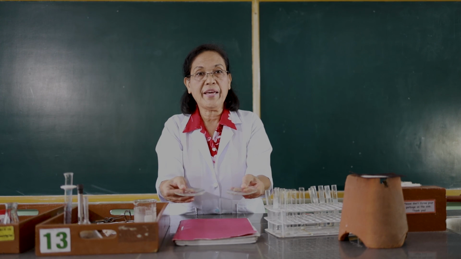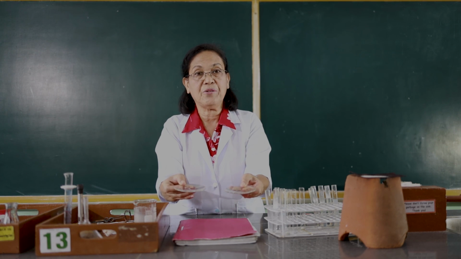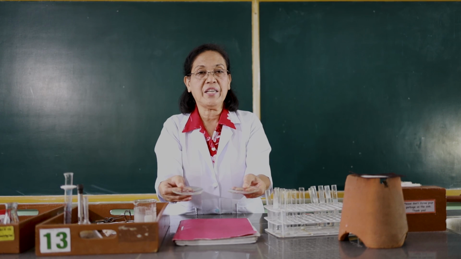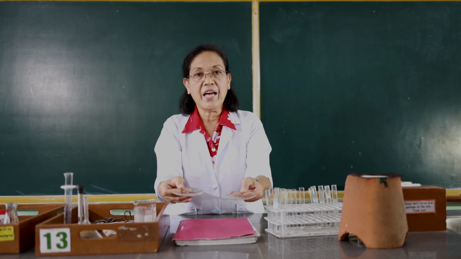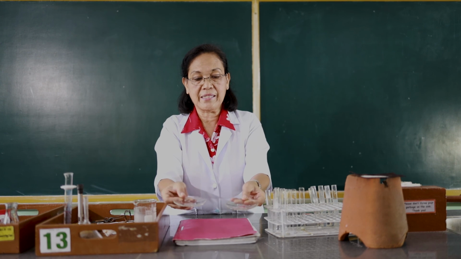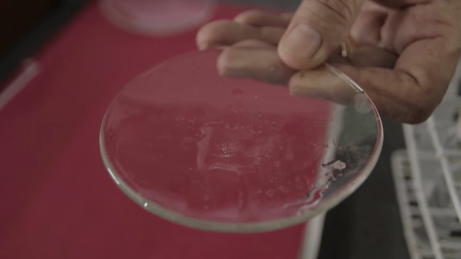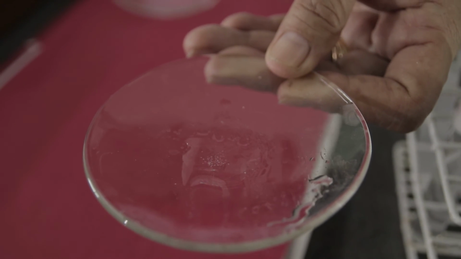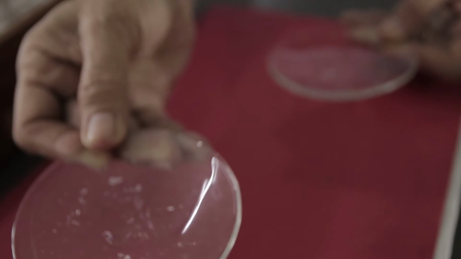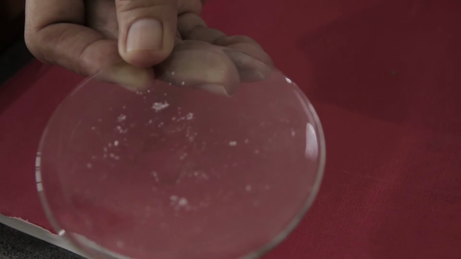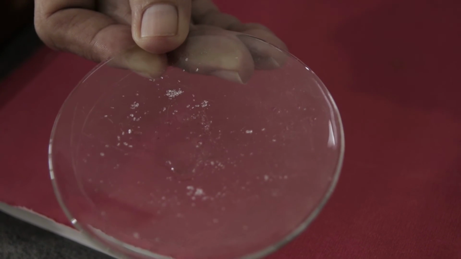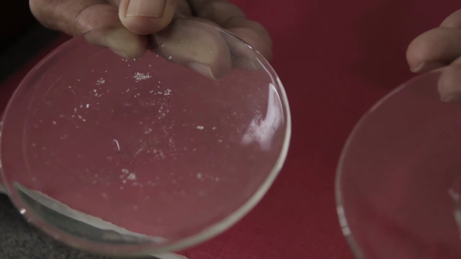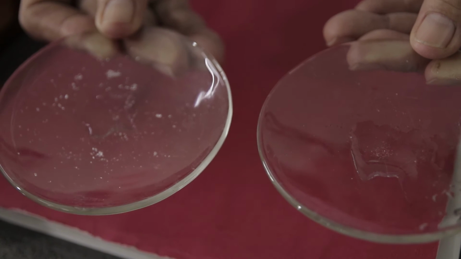A while ago, we exposed this anhydrous calcium chloride and the zinc sulfate. After exposing it for some time, I would like you to observe what happens. This is the anhydrous calcium chloride, which has been exposed for some time. And this is the zinc sulfate, which has been exposed for some time. Observe what happens.